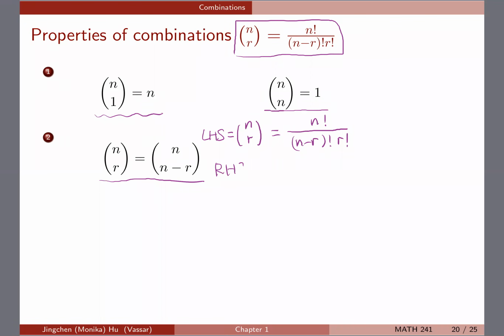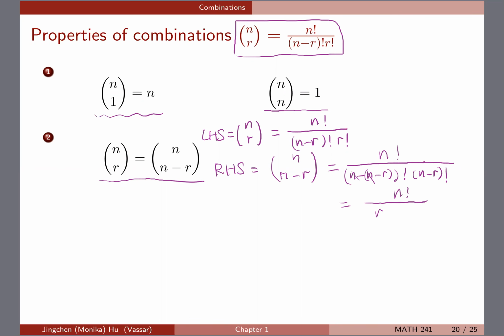For the right-hand side, we're just going to follow the definition closely. That is n factorial over, so we have to do n minus r, so it's n minus r factorial, and then n minus (n minus r) factorial, which simplifies to r factorial. So you can see that by applying the definition, n choose r equals n choose n minus r.